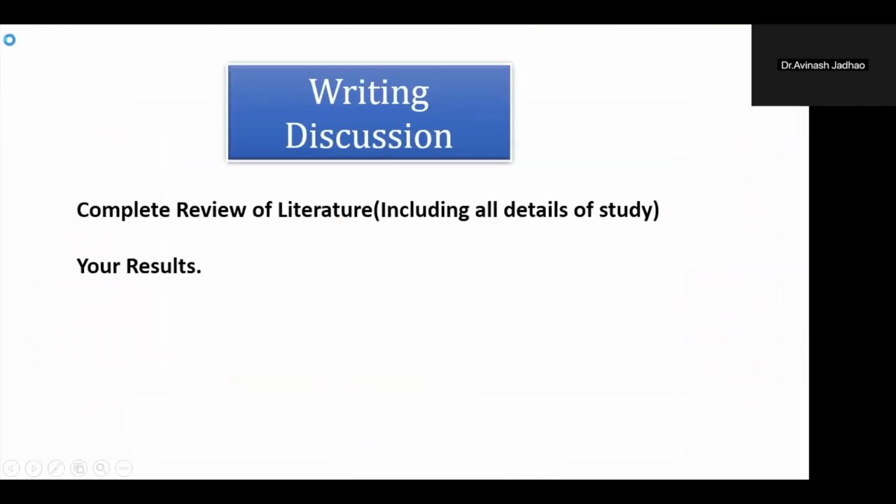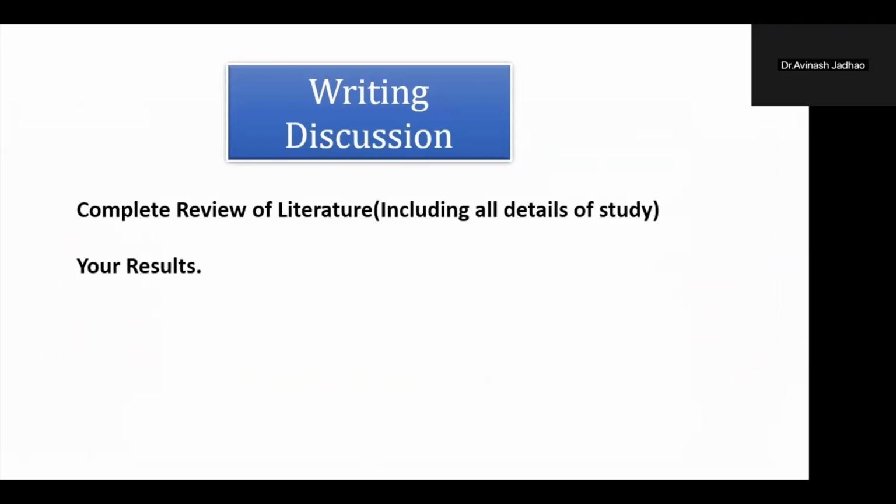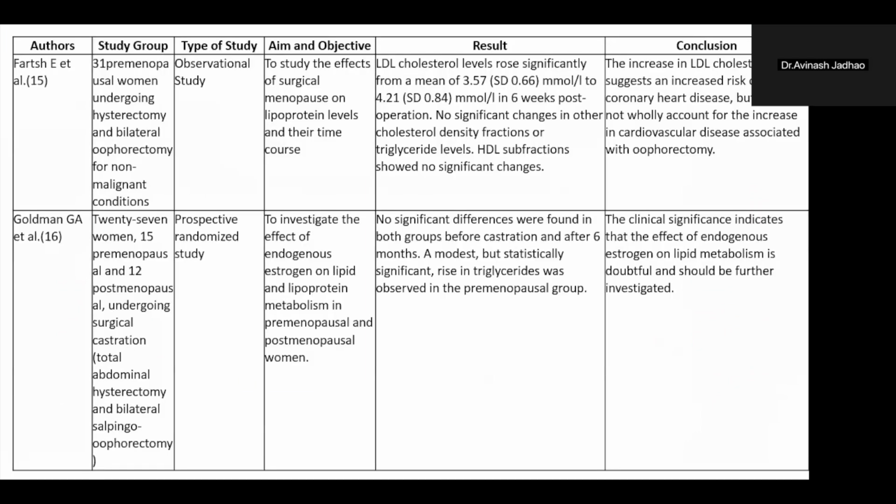Now, the next thing, which is a difficult thing, is writing a discussion, which is a critical part of your study. In that condition, what are the prerequisite conditions required here? One is a complete review of literature. Whatever studies are included should match your study. You have to prepare a complete review of literature, and whatever result you have, that is a prerequisite condition for writing a discussion.